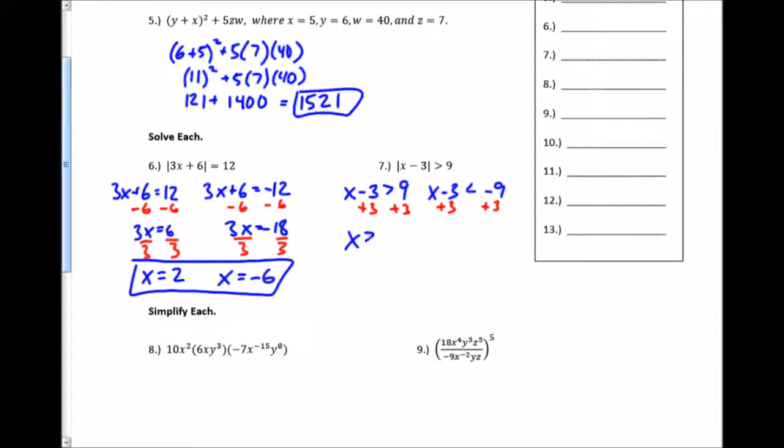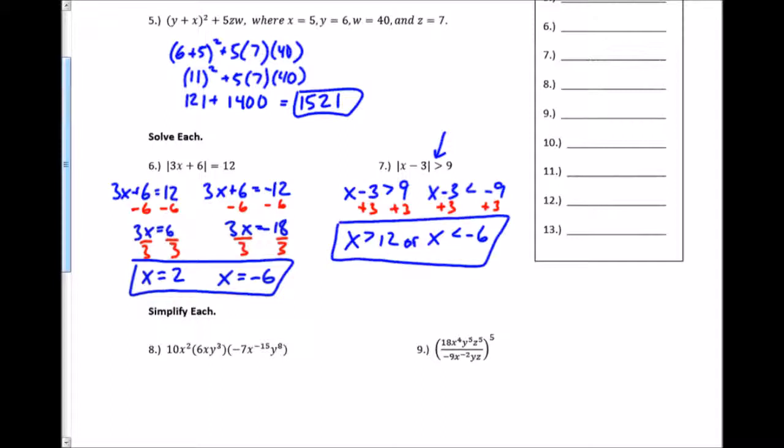So I find out that x is greater than 12. I also find out that x is less than a negative 6. And then from here, I have to decide if this is an and or an or. Since the absolute value is greater than, it's going to be an or, and I have to put the word or in between there or it's not complete.